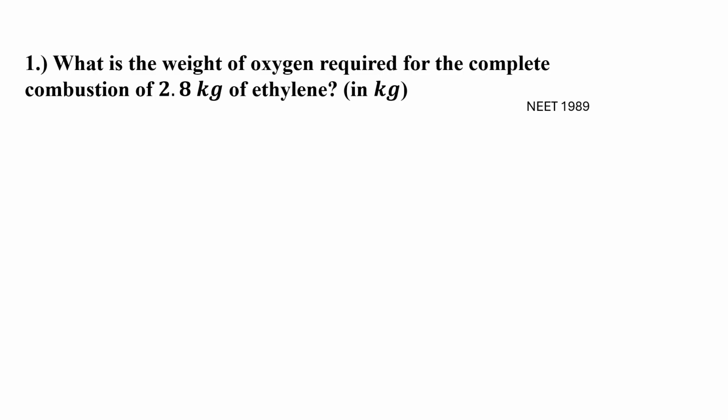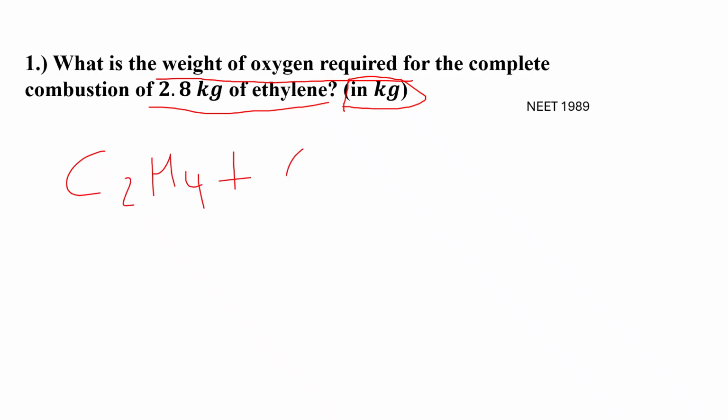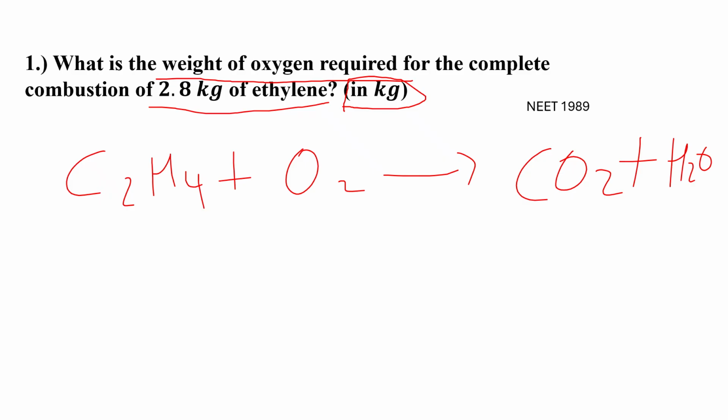What is the weight of oxygen required for the complete combustion of 2.8 kilogram of ethylene? The answer should be in kilogram. So basically, ethylene is C2H4, which is reacted with oxygen in a combustion reaction. Combustion reaction will give carbon dioxide and H2O as products.